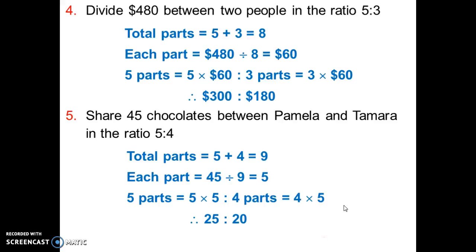So that would mean that Pamela has the 25 because her name's mentioned first, so she relates to the 5 parts. So she relates to the 25. And Tamara is the 4 parts, so the 20 chocolates for her.